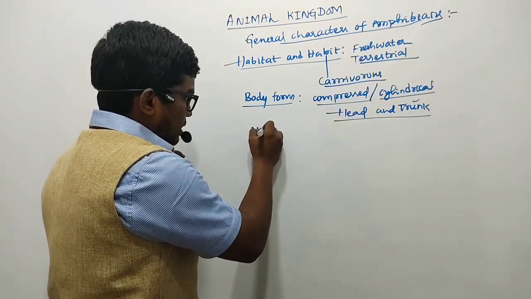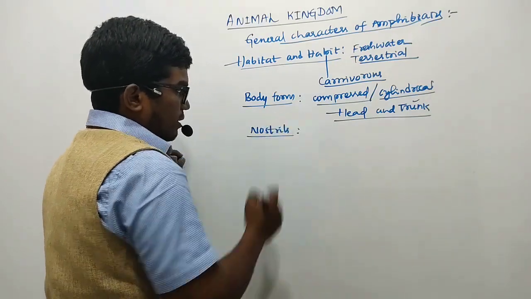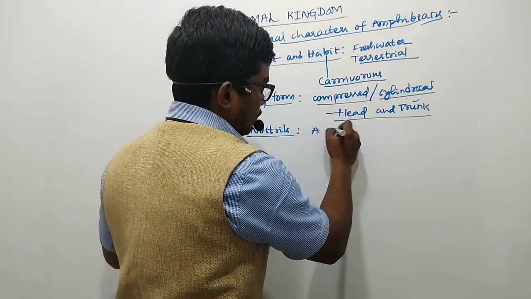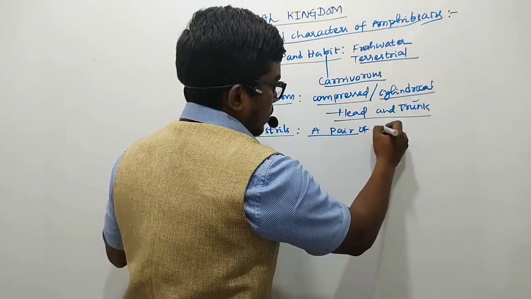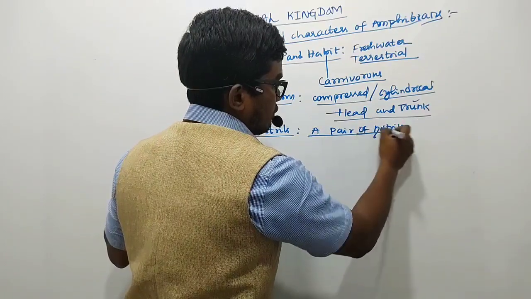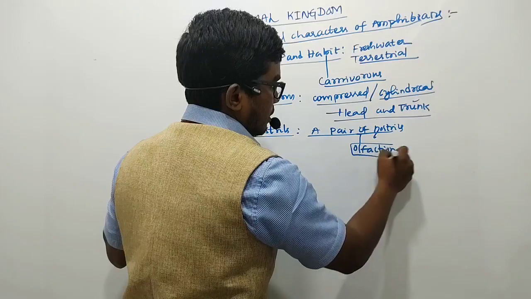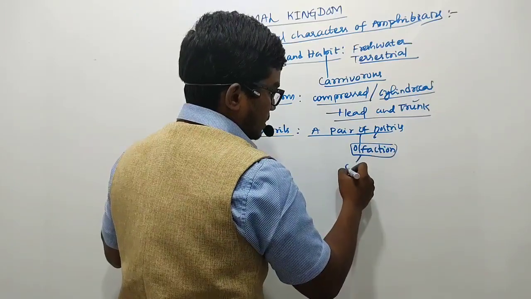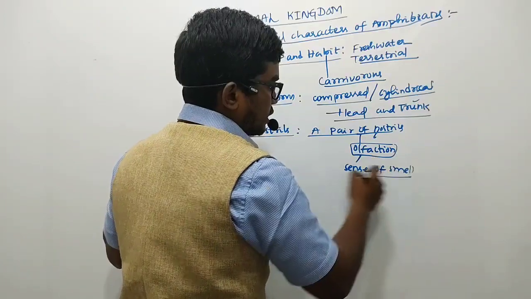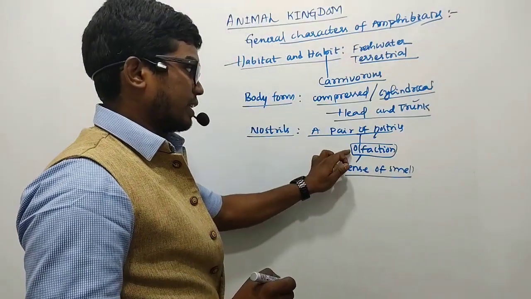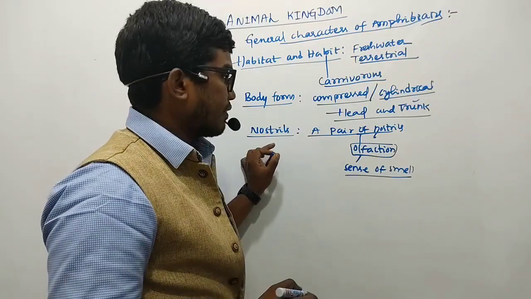Moving on to the next, that is nostrils. Here they have a pair of nostrils, which are important for olfaction. Olfaction refers to the sense of smell. For the sense of smell, they have well developed nostrils, dear friends.